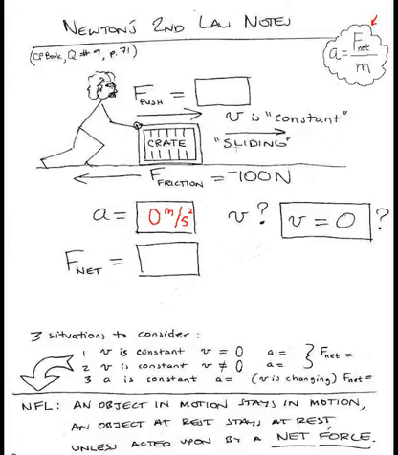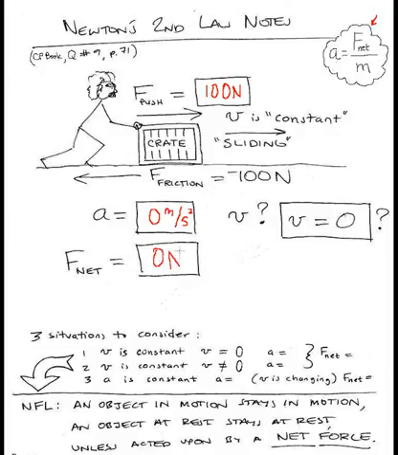So you can see that if the force of friction is negative 100 newtons, and that's opposing motion, friction always opposes motion, then the force of the push must also be 100 newtons. So then if you put them both together, you have 100 newtons minus 100 newtons as the total force, or the net force, is 0 newtons.